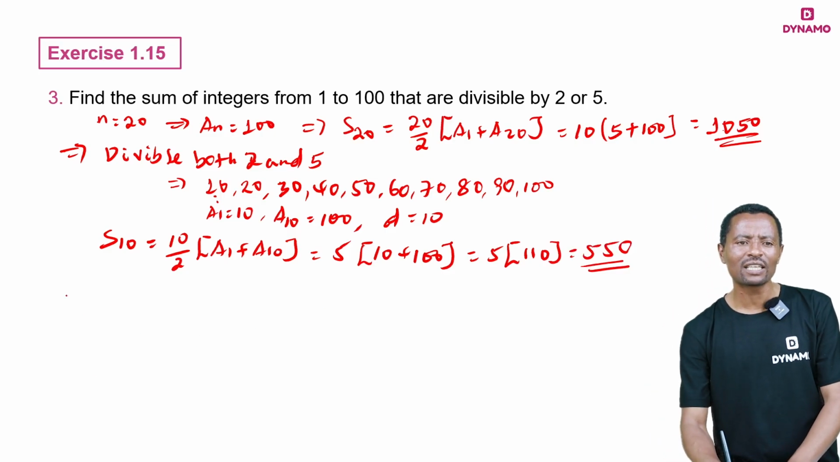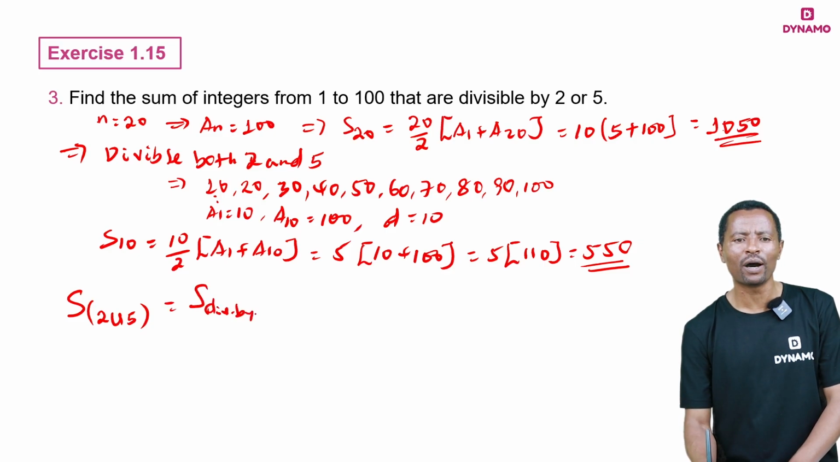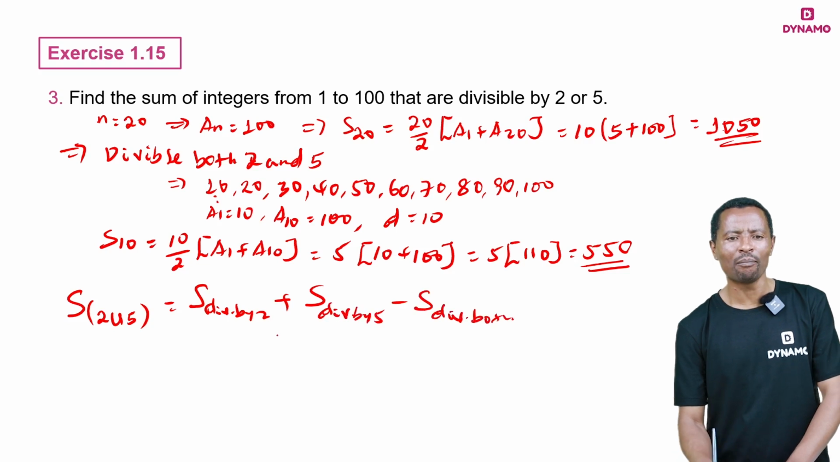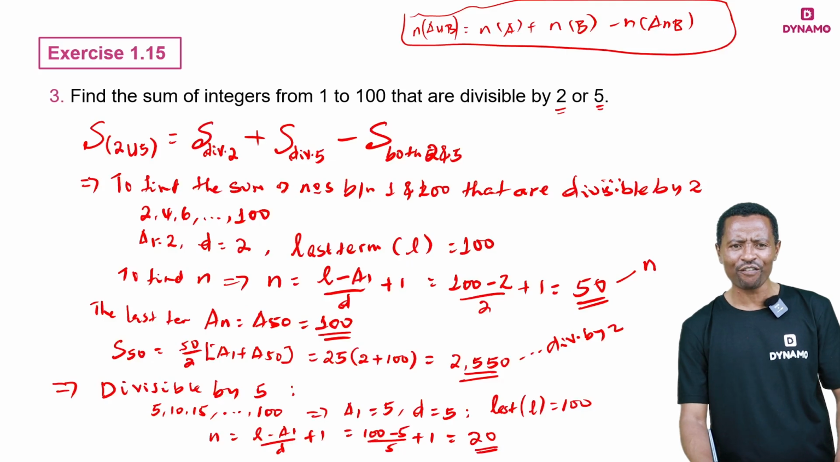The sum which is divisible by 2 or 5 is the sum which is divisible by 2 plus the sum which is divisible by 5 minus the sum which is divisible by both.